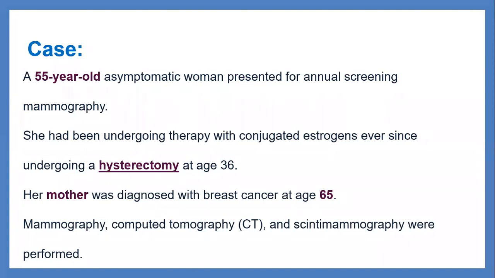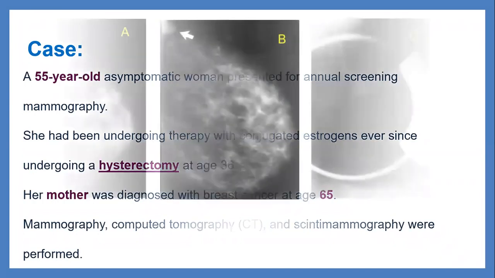So she is considered an above average risk or high risk patient. She's on estrogen and her mother had breast cancer. Although she looks postmenopausal, it still gives her a risk of breast cancer.